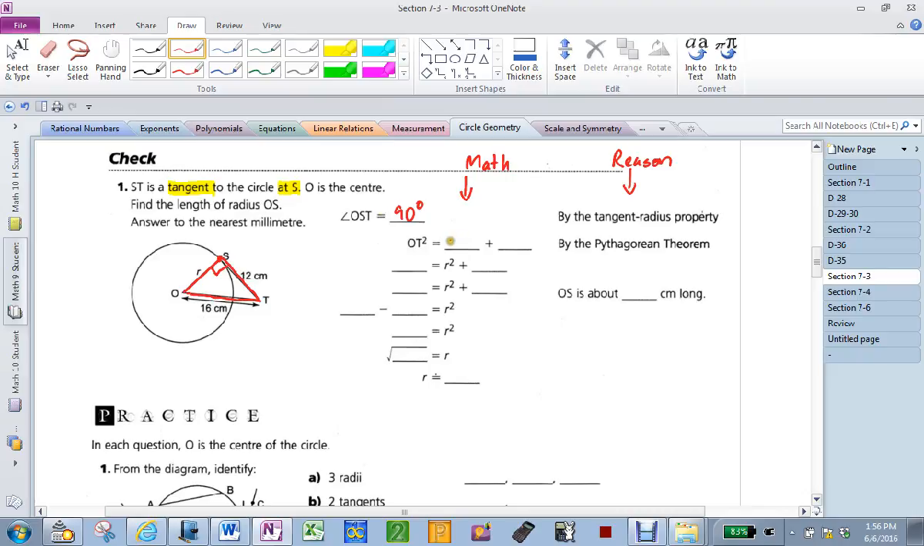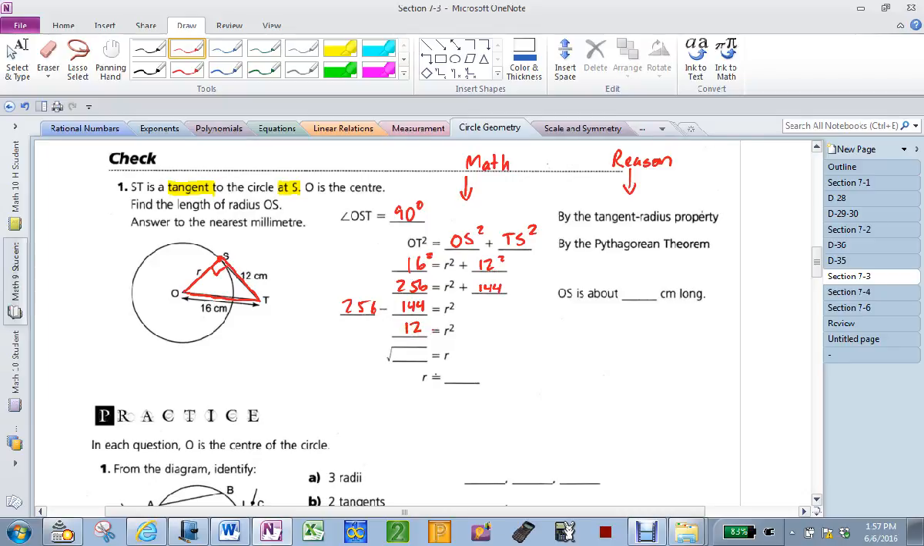No. 12 squared plus R equals OS squared plus TS squared. Now we put in our numbers. What is OT? OT is 16. R we don't know. What is ST? 12 squared. Now we square those numbers. 256, 144. What do we do with this positive 144 over here? It becomes minus. 256 minus 144 is what?